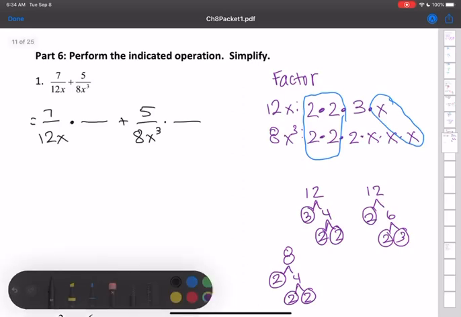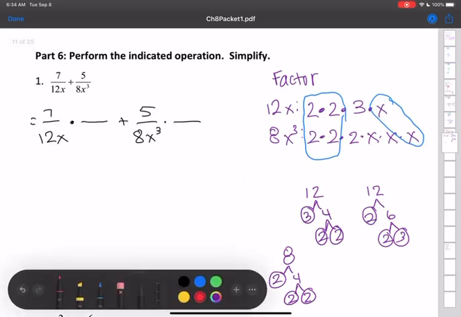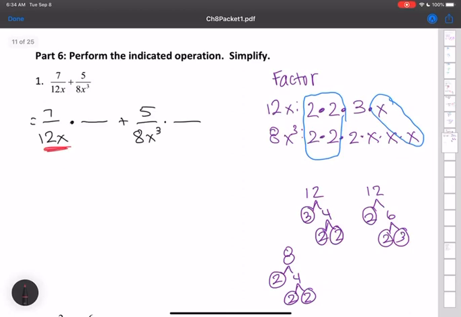Okay, so now I'm starting with the 12x. So that means I go and I look at the opposite. I look at the other denominator, which is 8x cubed. I look and I see what factors is it missing. It's missing 2x, which is 2x squared. So I multiply by 2x squared over 2x squared.